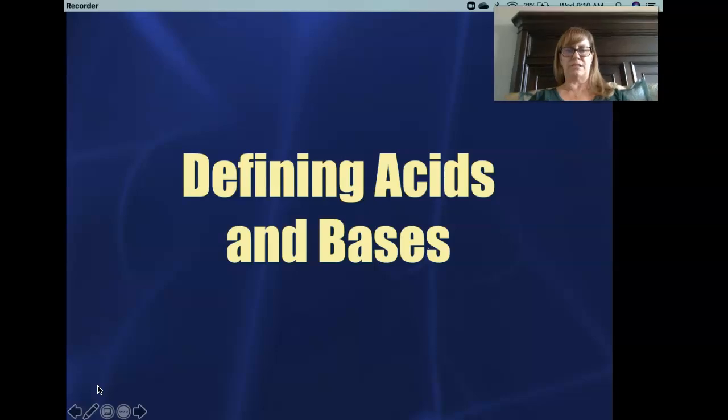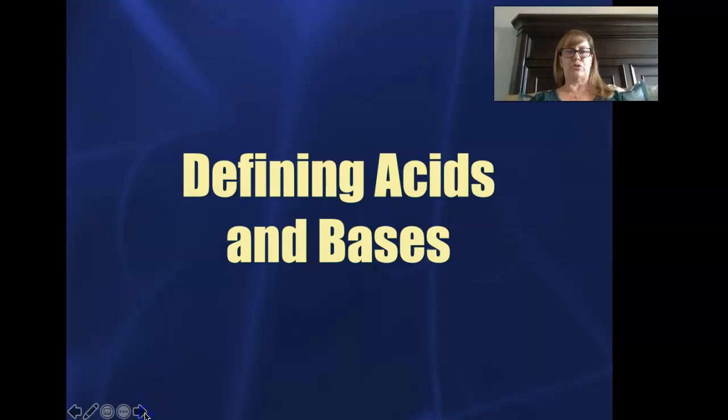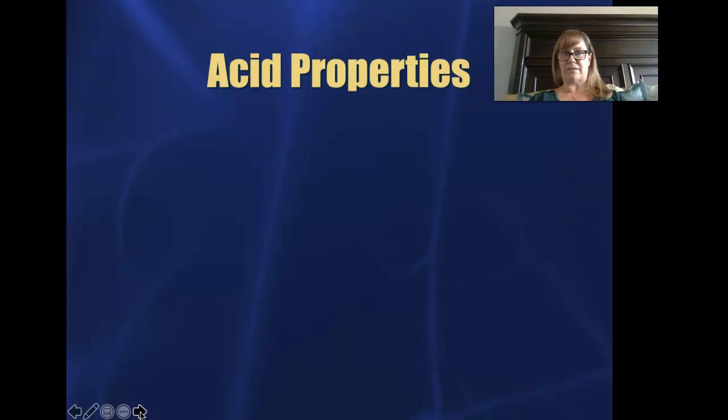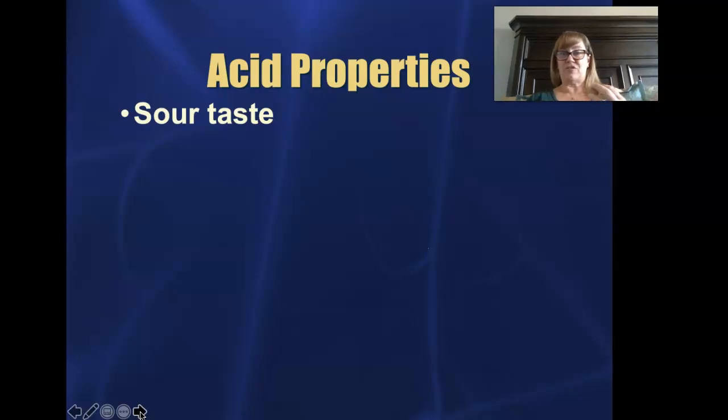So the first thing we need to do is identify some of the properties of acids. Acids have a sour taste. Think citric acid, right? This is the acid that exists in all of our citrus fruit, oranges, lemons, limes. If they're not ripe enough, they have a very sour taste.